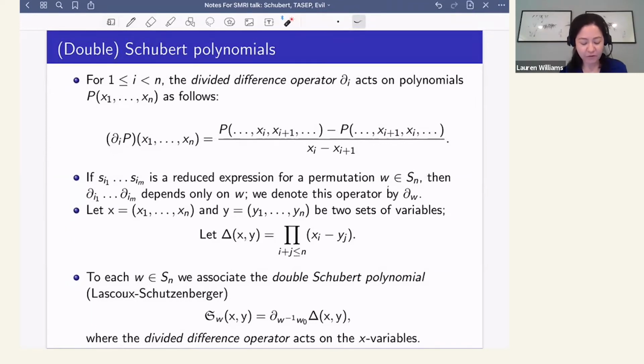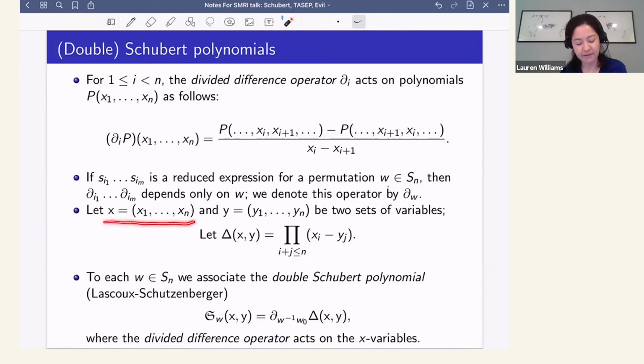And now if s_{i1} through s_{im} is a reduced expression for some permutation w, then this sequence of divided difference operators depends only on w and not on the reduced expression. So we can denote that operator by del_w. Okay, and now Schubert and double Schubert polynomials will be defined inductively.